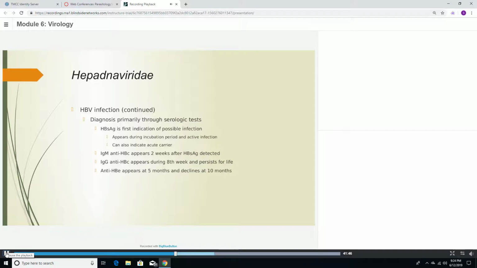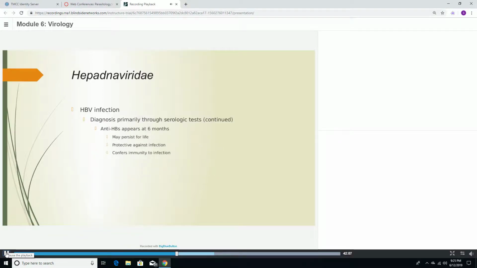And we also have anti-HBe, which appears at 5 months and declines at 10 months. So it's very important to know that if we're going to look for an initial infection, or to see if somebody has HBV, we're going to want to test for the HBsAg first. And then the other testing is going to vary depending on how far along the disease has progressed, whether it's 2 months, 8 weeks, or 5 months. Anti-HBs appears at 6 months and may persist for life. It's protective against infection, and it confers immunity to infection.